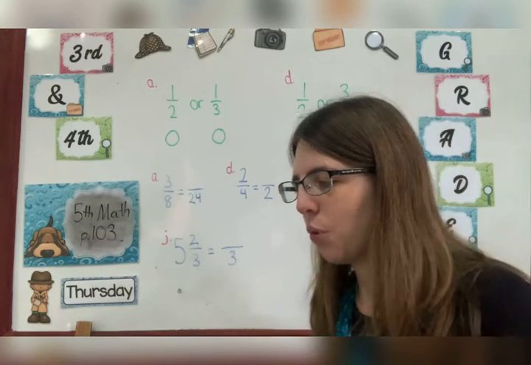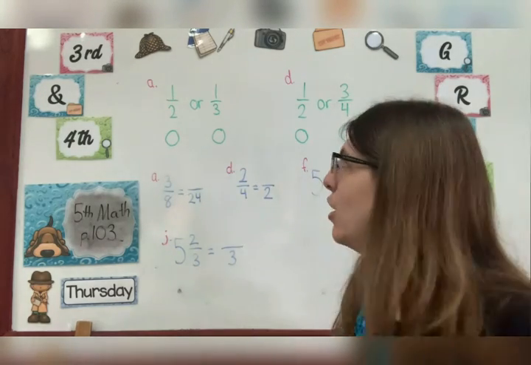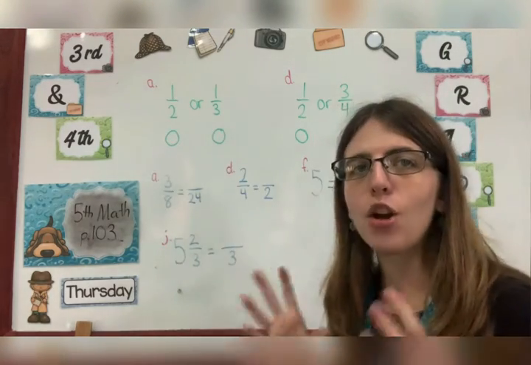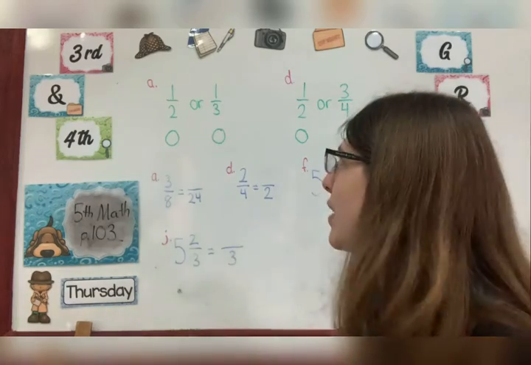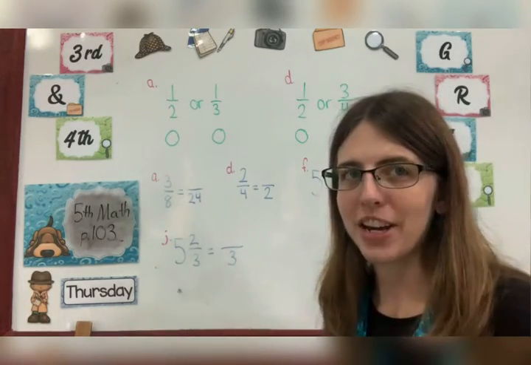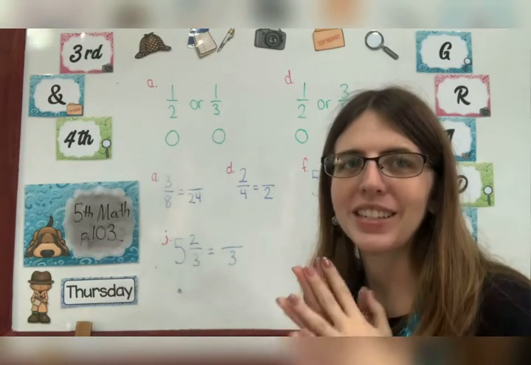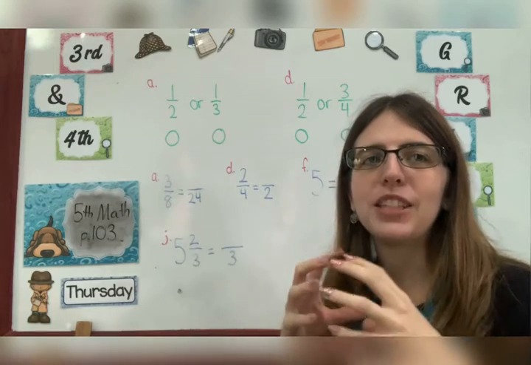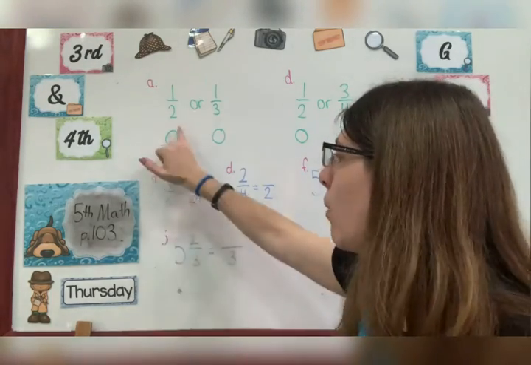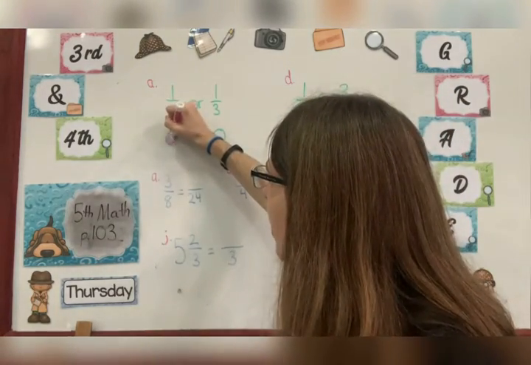In exercise 4, it says mark under the greater fraction in each pair. So let's do A together. You have 1/2 or 1/3. I want to know which one is bigger. Well, when my numerator is 1, all I need to do is look at the denominator. The one with the smaller number in the denominator is actually bigger because it means you've divided it into fewer pieces. So that means that 1/2 is bigger. So I'll color under 1/2.